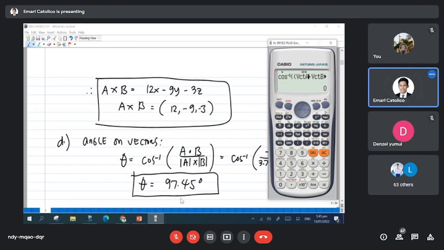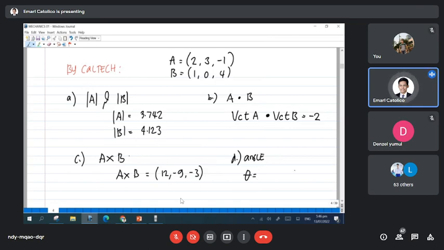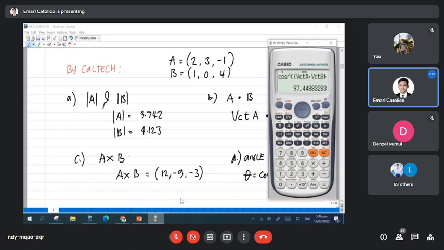Okay. Dapat absolute pala yung ilalim. Sorry. So, lagyan mo ng absolute. Yan. Then, same with absolute ng vector B. Ayan. So, 97.45 degree. Okay.